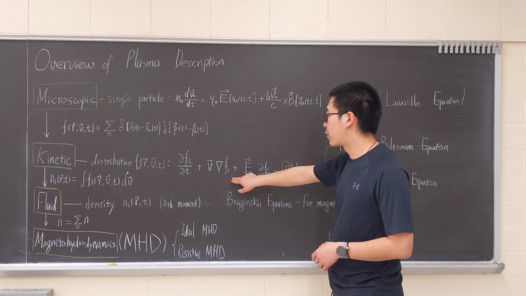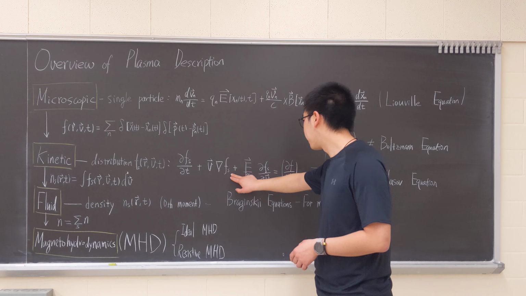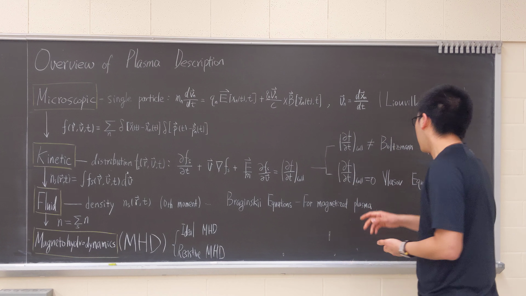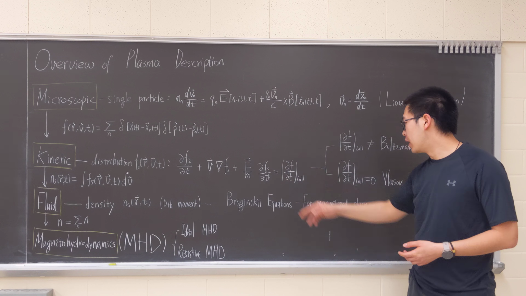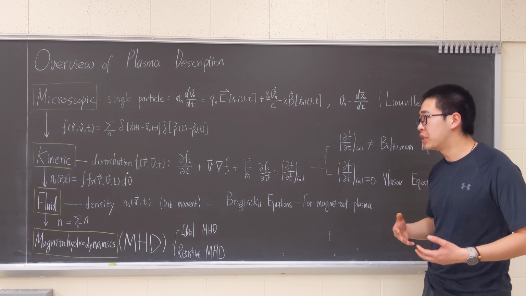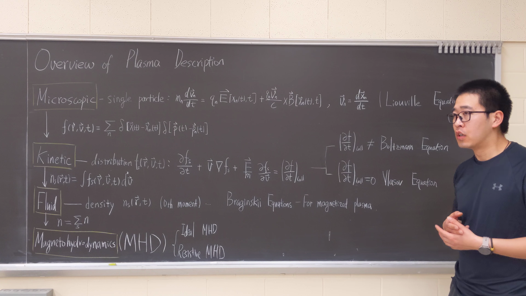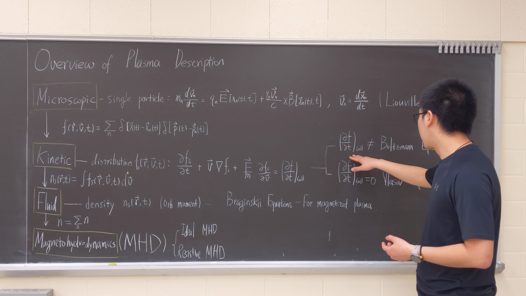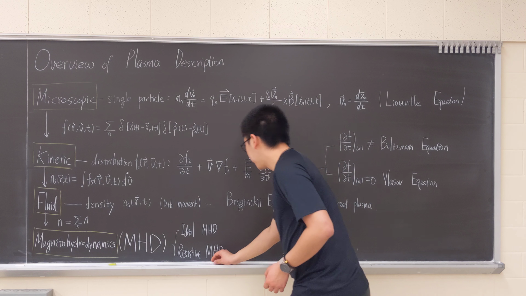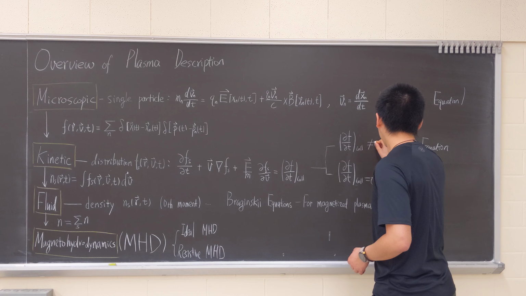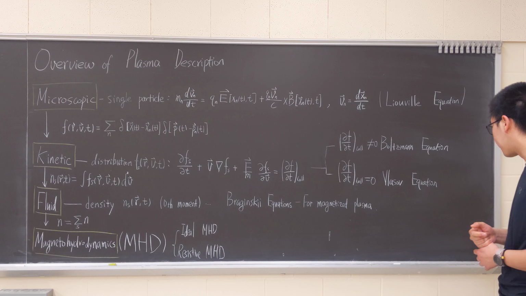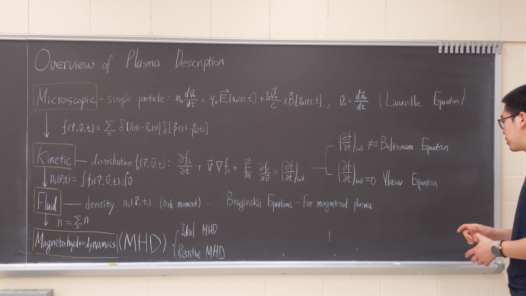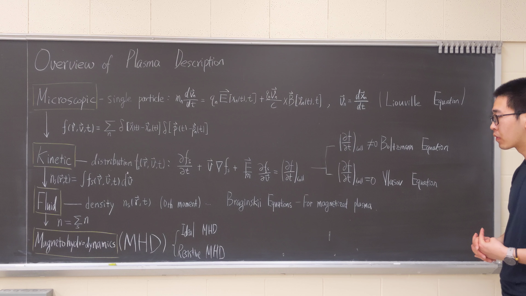The s stands for species. And the right hand side is the distribution change due to collision. So if the collision term is not equal to 0, then it's a Boltzmann equation. If it's equal to 0, then it reduces to the Vlasov equation.